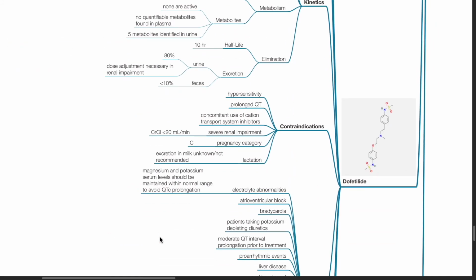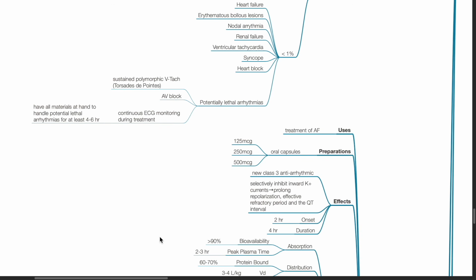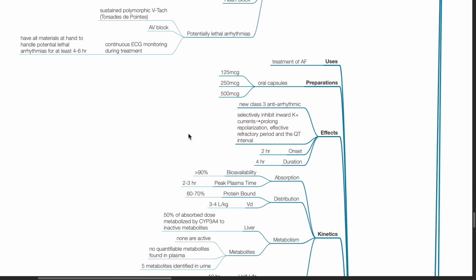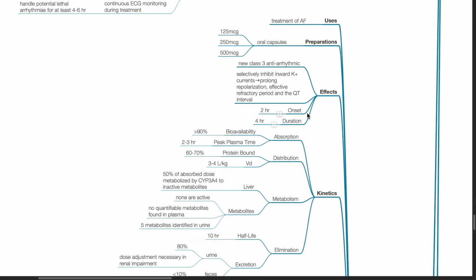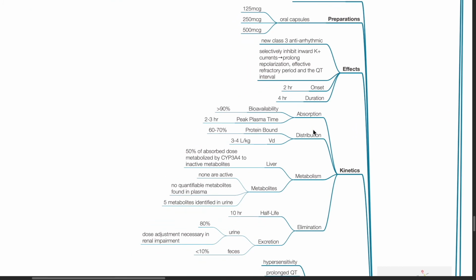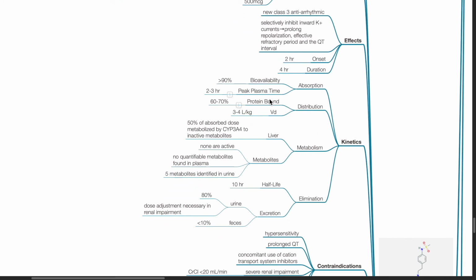Dofetilide. This drug is used in the treatment of AF. It comes in oral capsules of 125 mcg, 250 mcg, or 500 mcg. It is a new class 3 antiarrhythmic that selectively inhibits inward potassium currents, prolonging repolarization, effective refractory period, and QT interval. Onset is 2 hours, duration of action is 4 hours. Bioavailability is more than 90%, peak plasma time is 2 to 3 hours, protein bound is 60 to 70%. Volume of distribution is 3 to 4 liters per kg. It is metabolized in the liver by CYP3A4 to inactive metabolites.